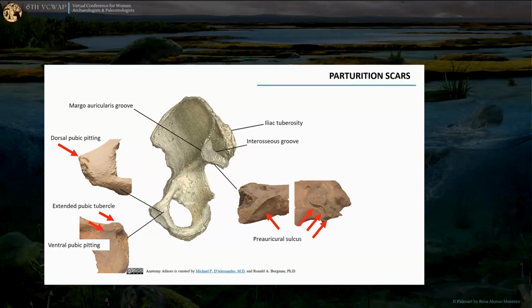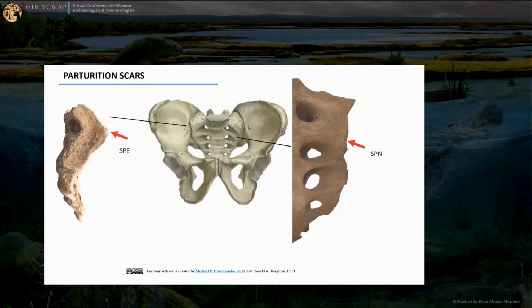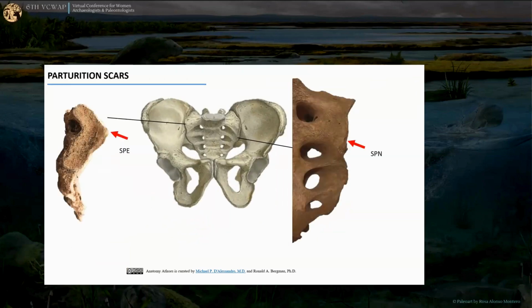And then we have two sacropelvic extensions, the SPA and the sacroauricular notch. These are two remodelings of the margin of the sacroiliac articulation that extend to the sacrum.